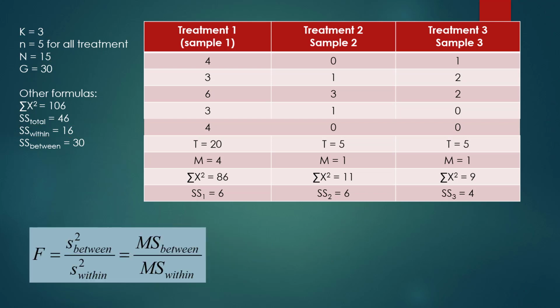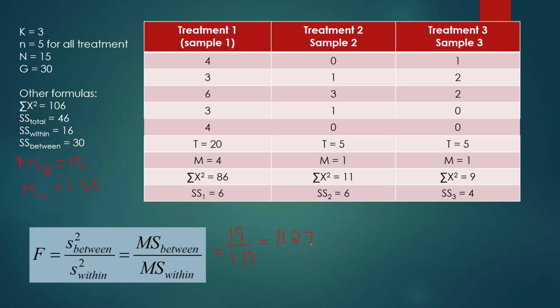So next is our F ratio. We had a mean squared between subjects of 15. We had a mean squared within of 1.33. So we take the F ratio and we put the mean squared between subjects in the numerator, and our mean squared for within subjects in the denominator. That's going to give us a value of 11.27.